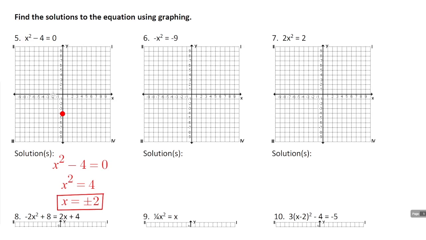So we've got an x-intercept at positive 2 and negative 2, and I'll plot both of those here. And then the graph is just going to look something like this, a little U. You don't have to be perfect, just kind of getting the general shape down.